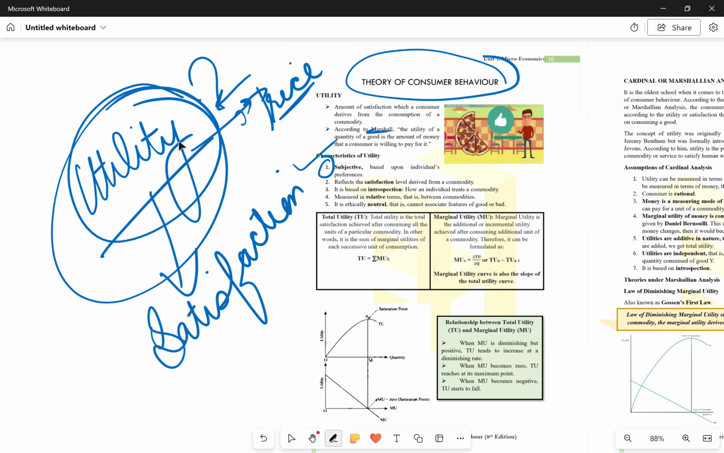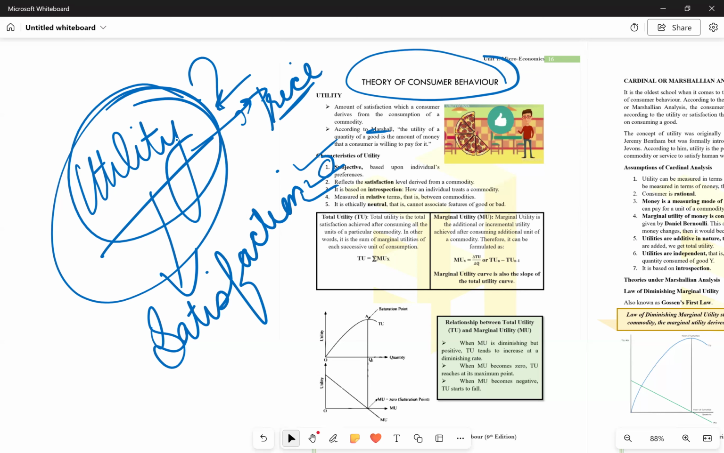Second thing is, it reflects the satisfaction one gets out of consuming a commodity, which is measured by the term utility. And also, it is based on introspection, how a person individually treats that commodity. So, for example, if one smokes, the one who is smoking is getting more utility out of that, but the one who does not is not getting that utility. Obviously, the one who is smoking will be willing to pay a price for that, but one who is not will not be willing to do that, right? So it is also based on introspection, how one treats a commodity.